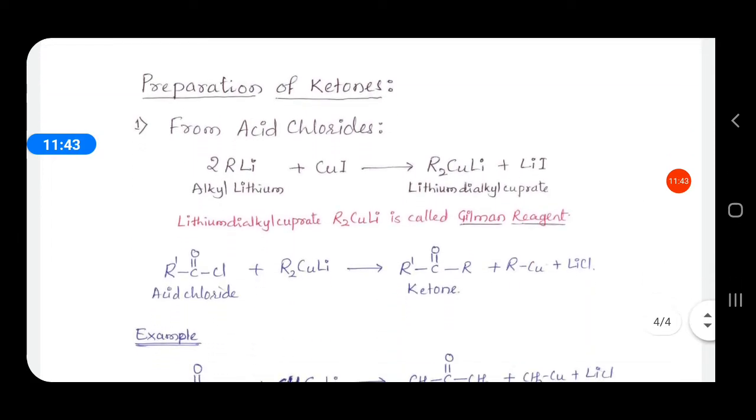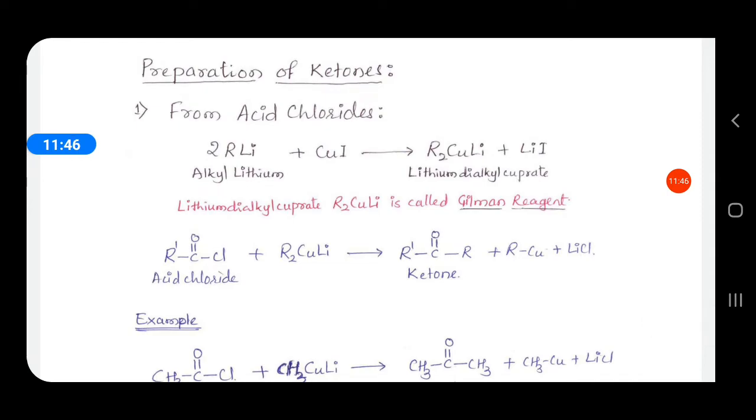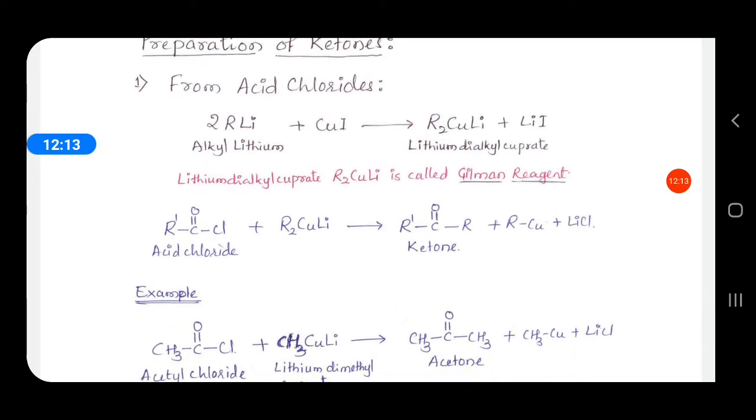Let us see the preparation of ketones. Here I have discussed only two methods. One is from acid chlorides and another one is from nitriles. Here, instead of reduction with hydrogen, copper iodide and alkyl lithium, that is lithium dialkyl cuprate, is taken. Acid chlorides on treating with lithium dialkyl cuprate, which is also called a Gilman reagent, give ketones.